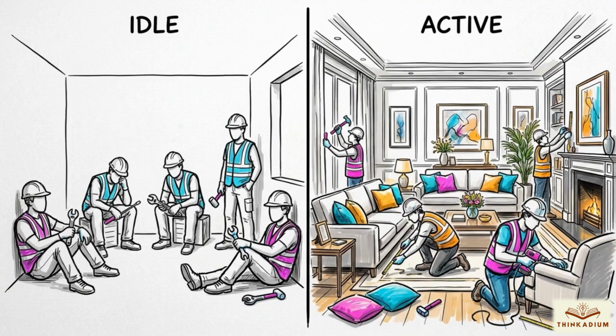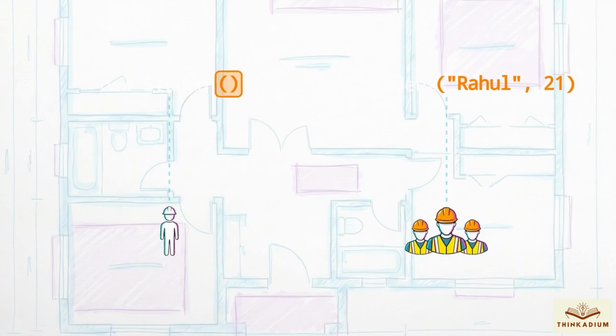You can even have different setup options. One crew might build a basic house with no furniture, while another builds one fully furnished. Java looks at the data you provide and automatically chooses the right setup crew for the job.